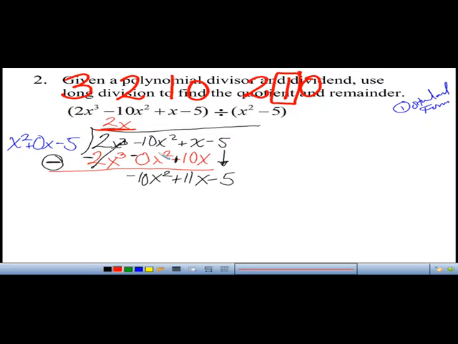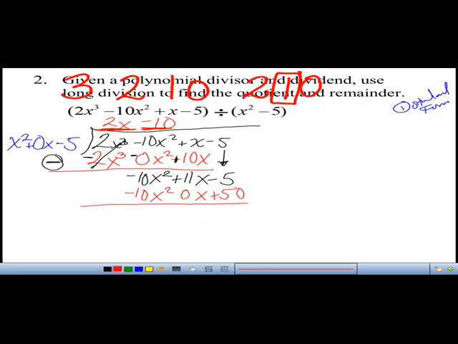We start all over. We go up here to the next placement. And I ask myself, what number times x squared gives me negative 10x squared? Well, negative 10. Negative 10 times x squared, that's negative 10x squared. Negative 10 times 0x, that's 0x. And negative 10 times negative 5, that's positive 50.